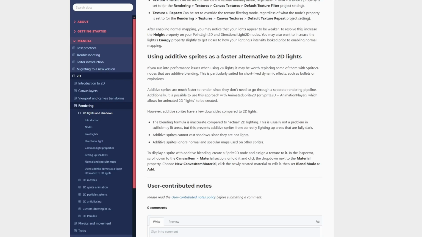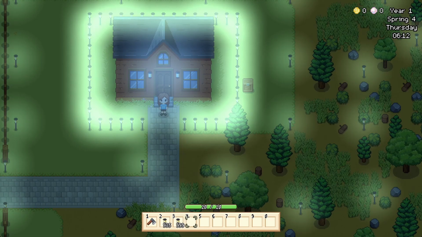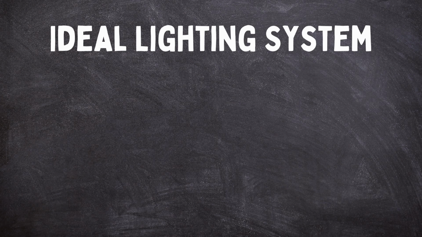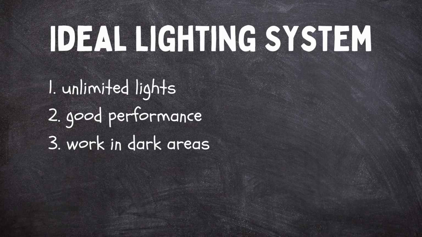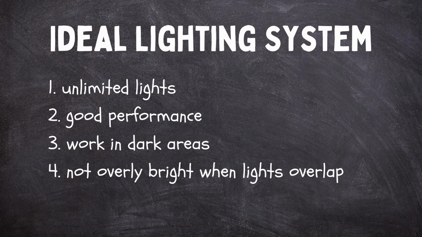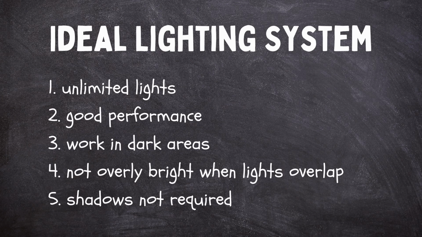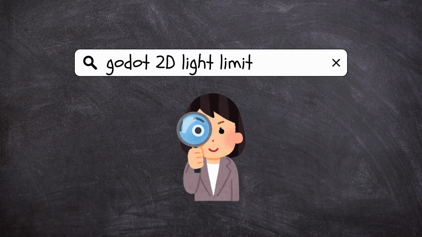In Godot's official documentation, they suggest using additive sprites to replace lights, but this method doesn't work well in dark areas. My ideal lighting system should support an unlimited number of lights with scalable performance, work in dark areas, not be overly bright when lights overlap, and it doesn't need to support shadows. After some online research, I couldn't find a solution that fits my needs.